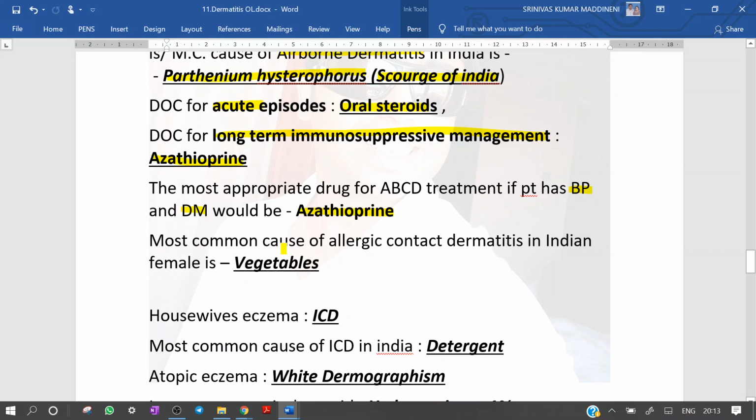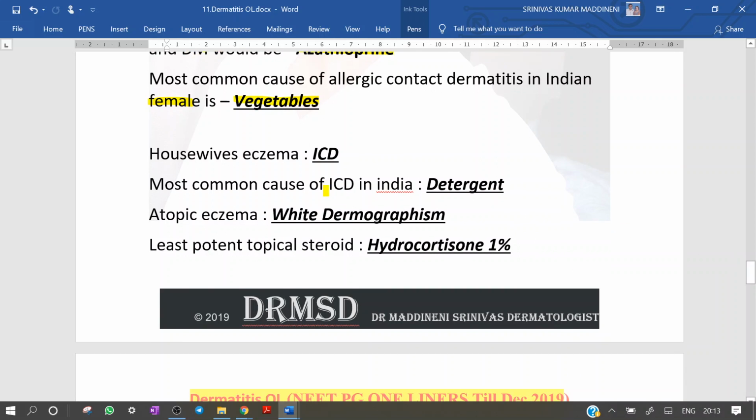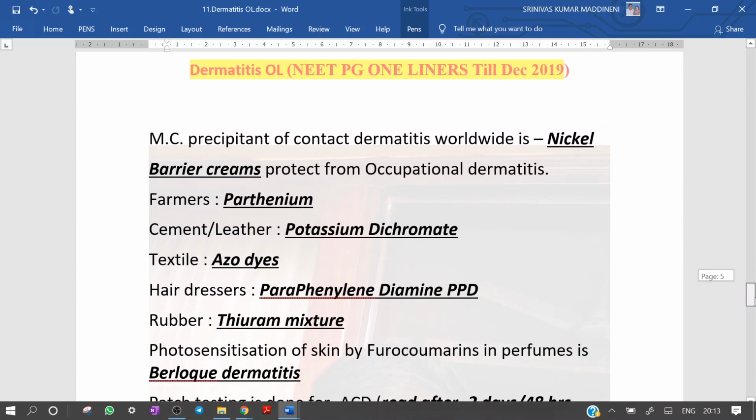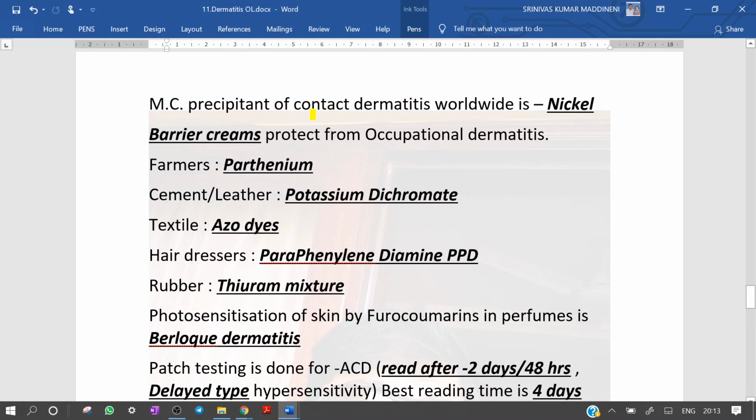Most common cause of allergic contact dermatitis in Indian females is vegetables, onion and garlic in particular. Housewives eczema is due to irritant contact dermatitis to detergents. In atopic eczema, you can see white dermographism. This was a minor criterion in the Hanifin Rajka criteria. Least potent topical steroid is hydrocortisone 1%. This is very widely used in conditions which involve the face. Most common precipitant of contact dermatitis worldwide is nickel. Barrier creams protect from occupational dermatitis.